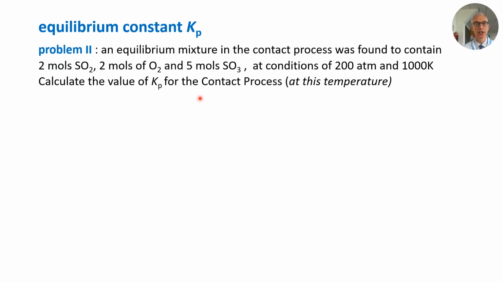So here's a second problem. An equilibrium mixture in the contact process was found to contain 2 moles of sulfur dioxide, 2 moles of oxygen, and 5 moles of sulfur trioxide. The pressure is 200 atmospheres and the temperature 1000 Kelvin. Calculate the value of Kp for the contact process at this particular temperature.